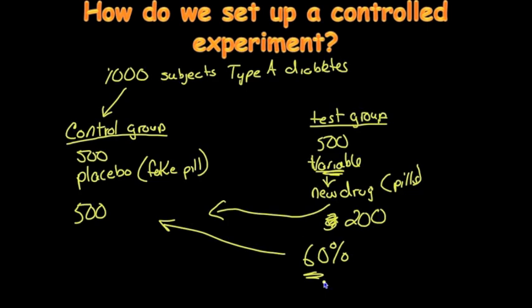Then you would go and write up your conclusion and record your data, and you would put quantitative data into your conclusion. You would say, look, our results show that 300 of the test subjects that were given the new drug were cured of type A diabetes at the end of our experiment. And you would refer back to specific numbers in your conclusion.